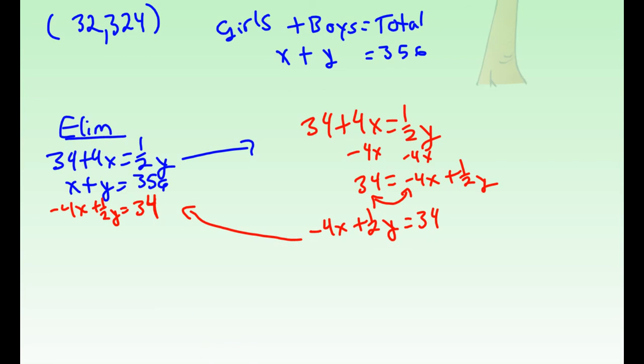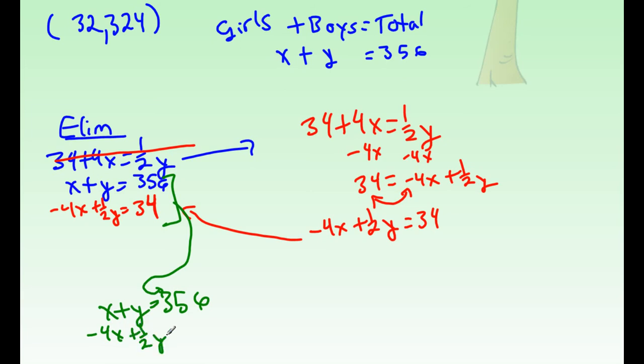So now I have my two equations. This top one has changed. It's now here. And to eliminate the x's, which looks like it would be easier, I need to multiply the top equation by 4. Where do I have space? Okay, I'm going to take both of these and slide them down here. So I have x plus y equals 356 and negative 4x plus 1/2 y equals 34.